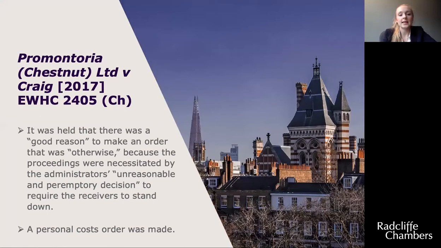The next case is Promontoria Chestnut Limited and Craig. Here, a secured creditor had sought a declaration that the administrators had exercised their discretion unreasonably by removing or requiring receivers to vacate office, and they'd been appointed by the applicant. It was held in this case that there was a good reason to make an order that was otherwise, because the proceedings had been necessitated by the administrator's unreasonable and peremptory decision to require the receivers to stand down. And so a personal cost order again was made.